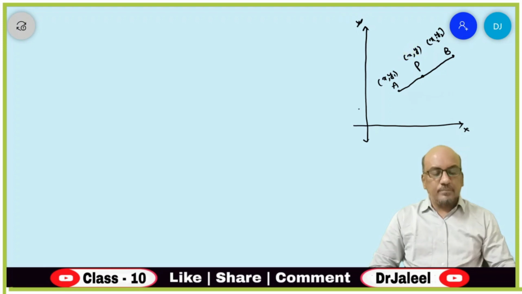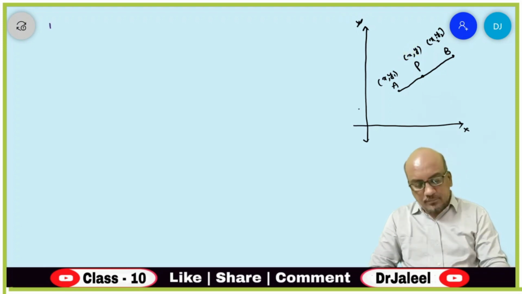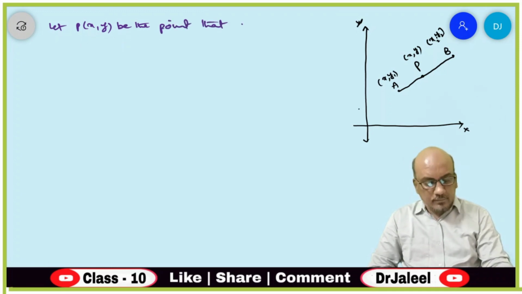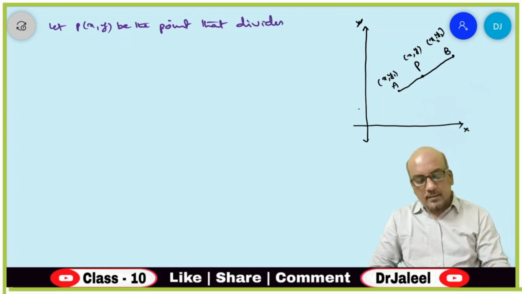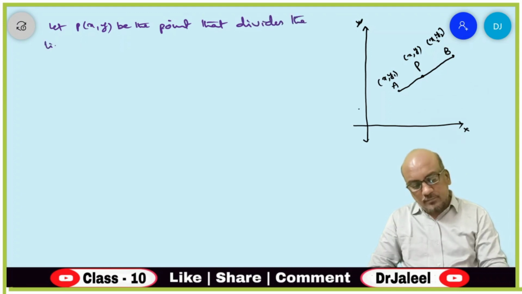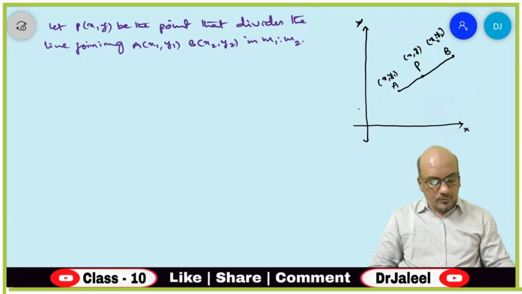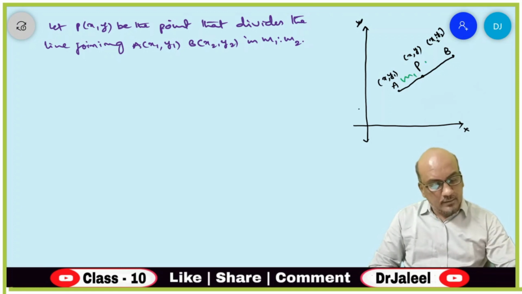So before that, we will present it here. Let P (x, y) be the point that divides the line joining A (x1, y1) and B (x2, y2) in what ratio, children? In M1 is to M2. So we will take this as M1 and this as M2.